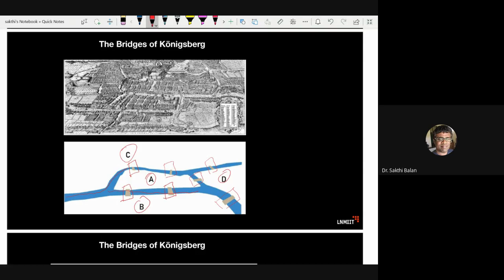The question is that you have to start from one of the landmasses and then go through the bridges. His question was that you need to start from one landmass. If, for example, you take B, you need to go through.